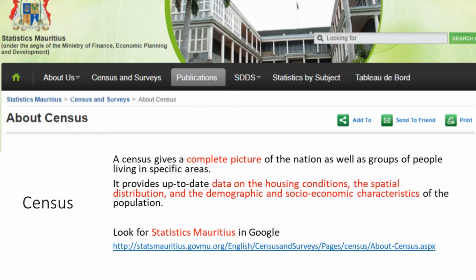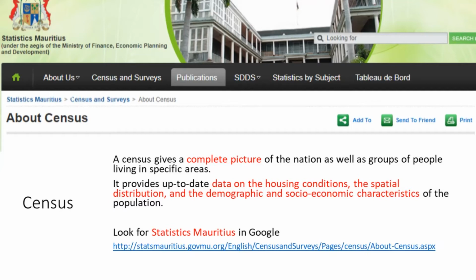On the other hand, a census seeks to gather information on the whole population of a country. If you look at the website of Statistics Mauritius, you will find that the census gives a complete picture of the nation as well as groups of people living in specific areas. It provides up-to-date data on housing conditions, the spatial distribution, and the demographic and socioeconomic characteristics of the population.